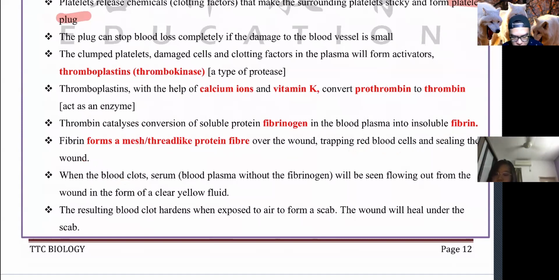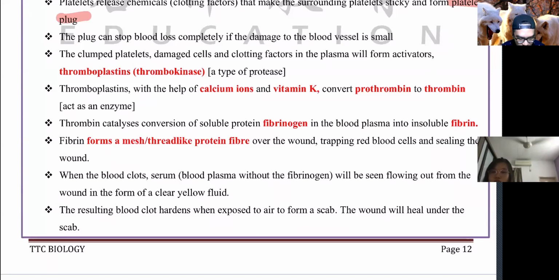When the blood clots, serum, or blood plasma without fibrinogen, will be seen flowing out of the wound. Sometimes when you pop a pimple, you keep pressing and pressing until there's no more blood. The blood clots, but you can still see the yellow clear fluid. That is actually the plasma. They are blocking your bleeding site, but there are still some small holes that the blood plasma can come out of, because the important part is to block red blood cells from flowing out.